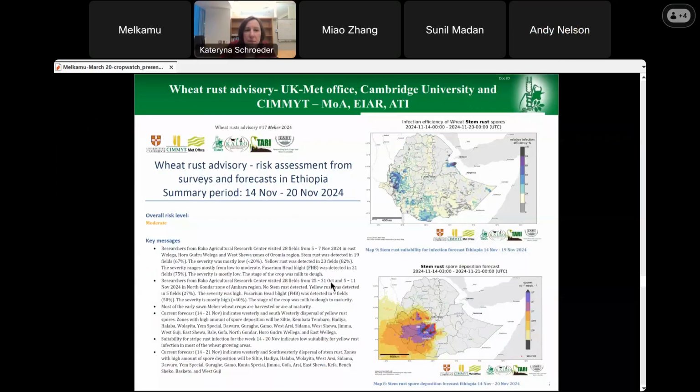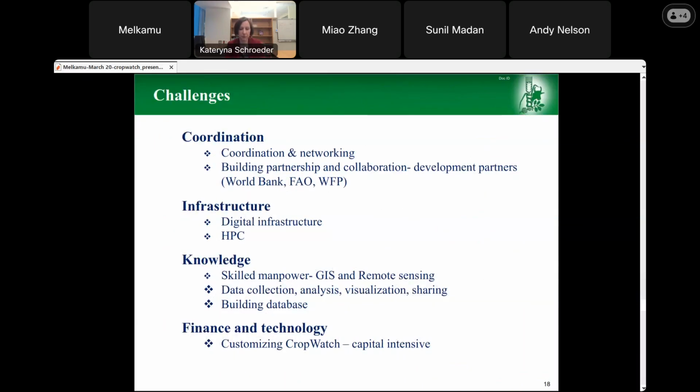The key to success, as a challenge: we have a problem of coordination, which means different experts have their own capacity or potential, but there is no coordination. Building partnership and collaboration is one challenge. There is also a problem of infrastructure. Digital infrastructure is lacking. High-processing computers are also lacking. On knowledge, there is little manpower in GIS expertise.